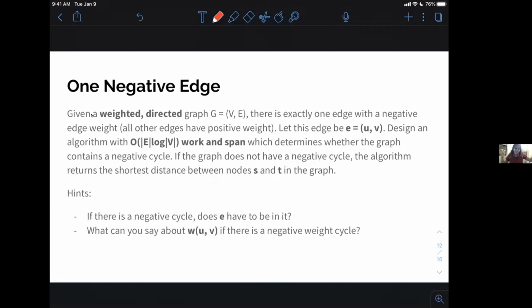Okay, cool. In this problem you have a weighted directed graph, and there's exactly one edge with a negative edge weight, and this edge is E. You want to design an algorithm with m log n work and span, which determines whether the graph contains a negative cycle. If it doesn't have a negative cycle, you want to return the shortest distance between S and T in the graph. So something to think about: if there is a negative cycle, is it possible for E to not be in the cycle? And what can you say about the weight of E if there is a negative weight cycle?